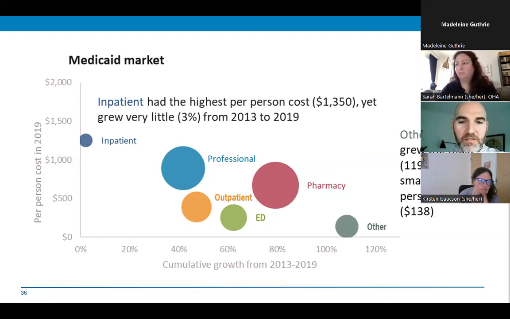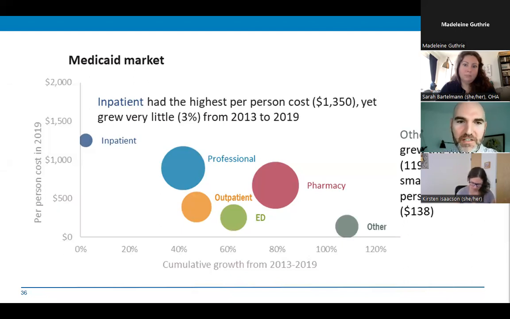Compare that to this other category, all the way on the right, not much cost here at all, only $138, which relative to the others is very small, but it grew the most at 119%. Now there's a lot of interesting things in here. This is like ambulance rides, independent laboratory costs. There's just other healthcare services that don't fit nicely into the other categories. It's a really small category, but for Medicaid, it grew a lot, but it was only $138.